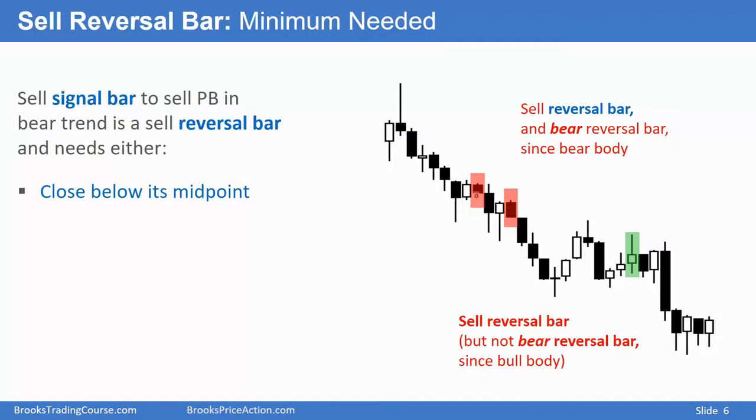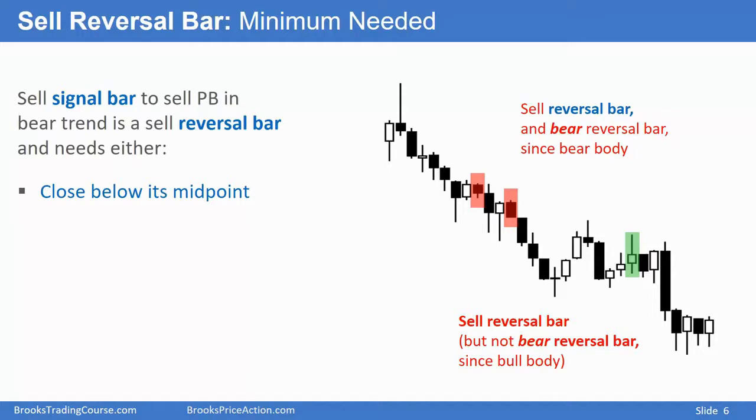They like to sell below bear bars. So here is a bear bar. They'll sell below that. Here we have a small double top bear flag. They'll sell below that bear bar. Even though these are not particularly strong bear bars, they are bear reversal bars. They're reversal bars. They're reversing the attempt at a bull trend. And they are bear bars. So they're bear reversal bars.